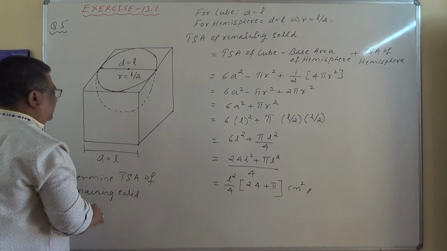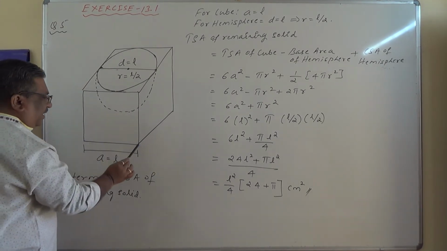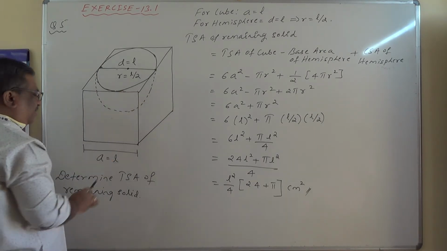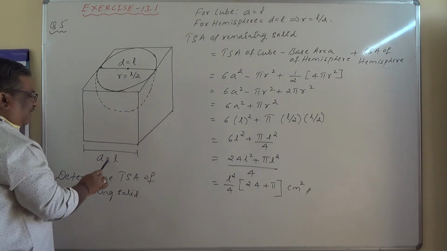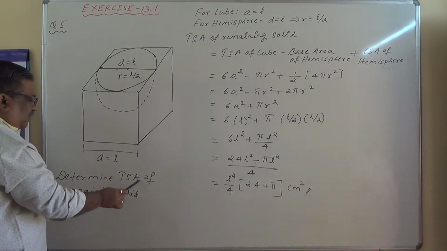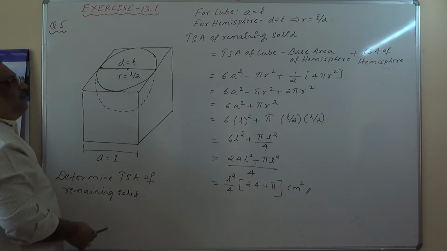And also he says the edge of the cube is equal to the diameter of the hemisphere, and therefore the side A is equal to L here. What is the question asked? Determine the total surface area of the remaining solid.